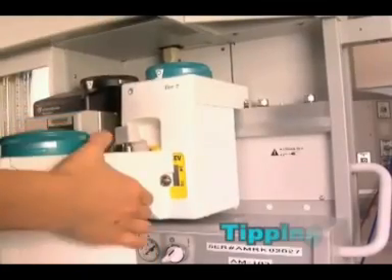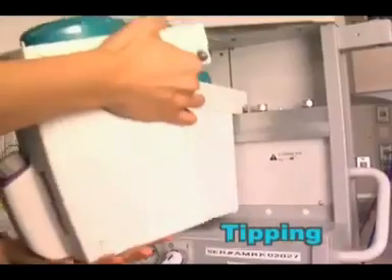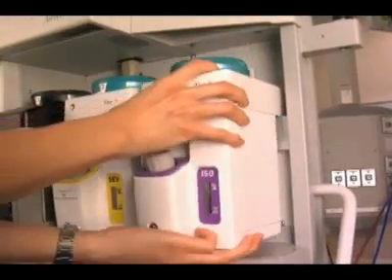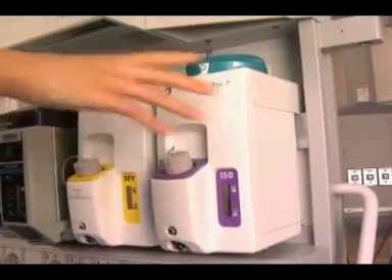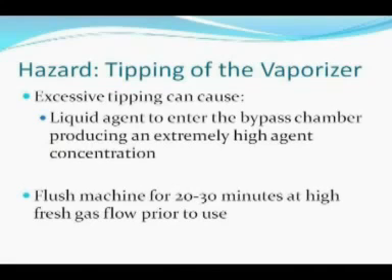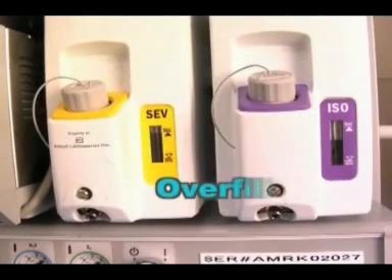Tipping. This is unlikely to occur when the vaporizers are correctly attached to the vaporizer manifold unless the entire anesthesia machine is turned over. Excessive tipping can cause the liquid agent to enter the bypass chamber and can cause output with extremely high agent concentration. If the vaporizer or machine is tipped, it should not be used until it has been flushed for 20 to 30 minutes at high fresh gas flow.